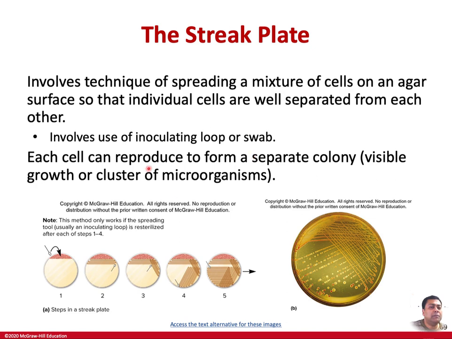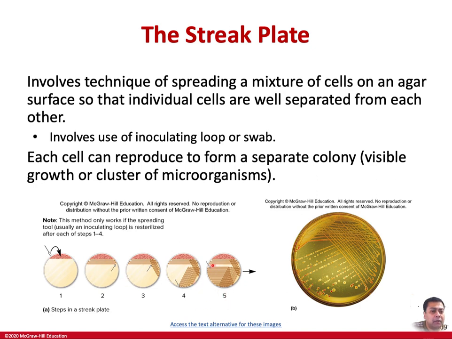So each cell can reproduce to form a separate colony, visible growth, or clustered microorganism. What we do is take our loop that we use in the laboratory and take our inoculum of the bacteria that we want to grow, and go into this first quadrant and just make a couple of streaks. Then we flame our loop so that it is completely sterilized, and we touch this second area and streak a couple of times into the second area of the quadrant. The purpose is that we are diluting this bacteria into the second area.